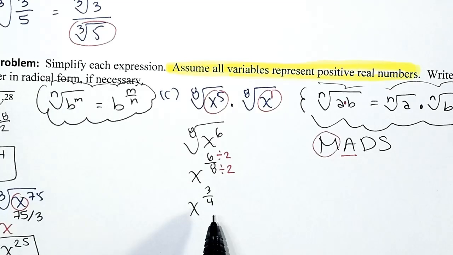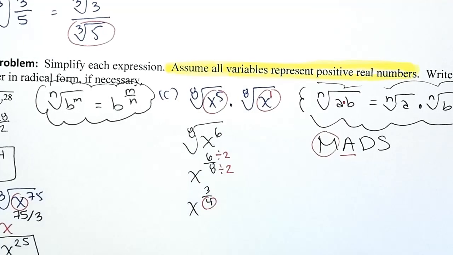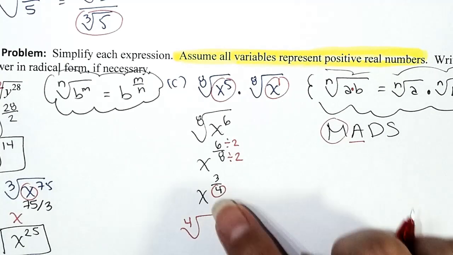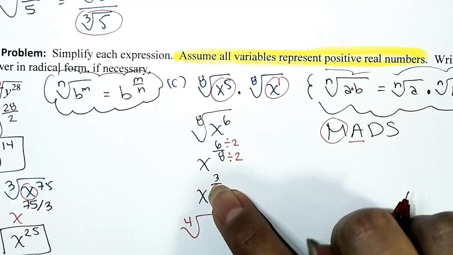Whenever you have a rational exponent or a fraction exponent, that is code for hidden radical. So let's start with the denominator. Since the denominator is 4, that means the index is 4. So we're going to have the 4th root of whatever we're left with: the 4th root of x to the 3rd power.